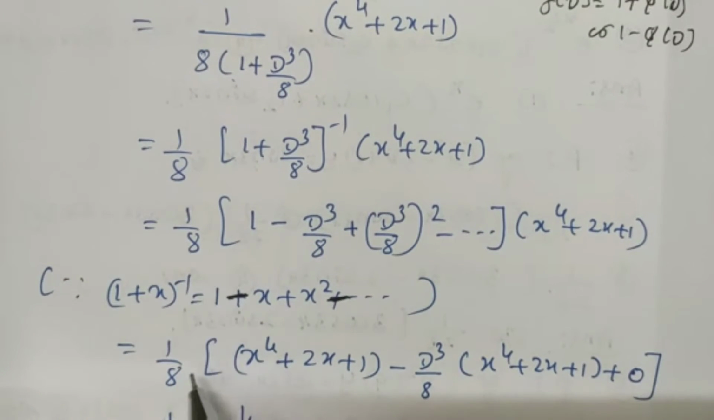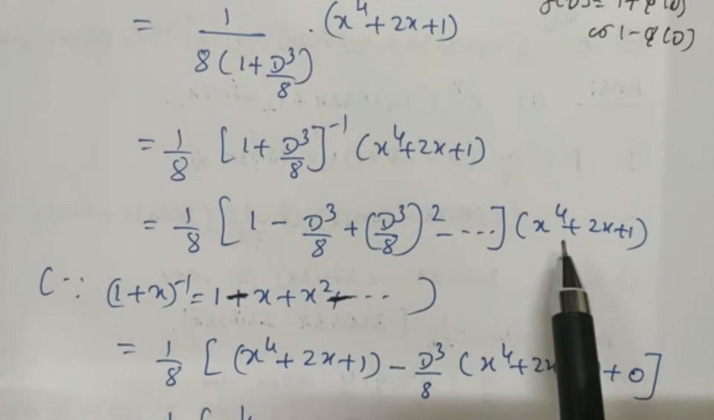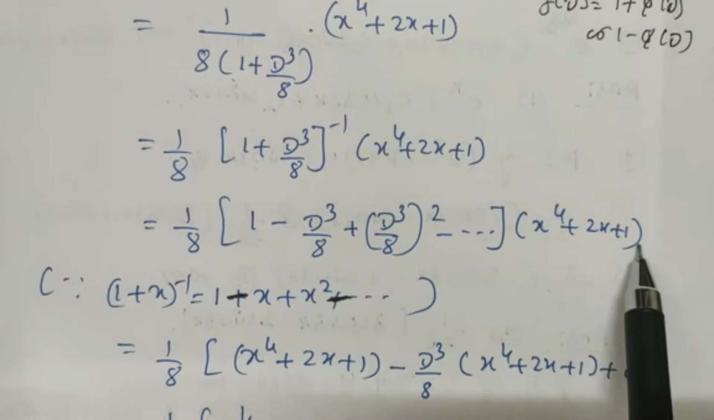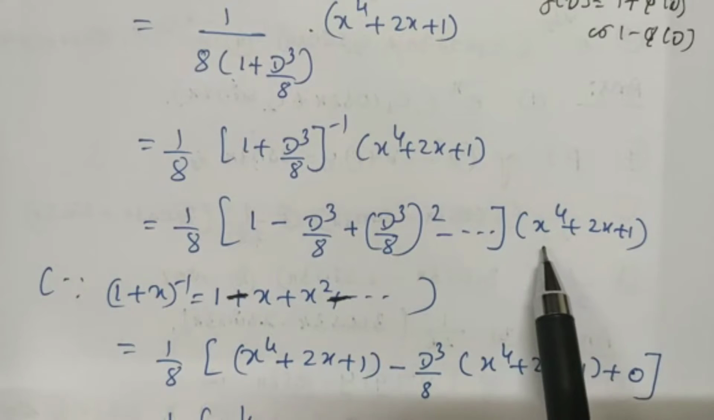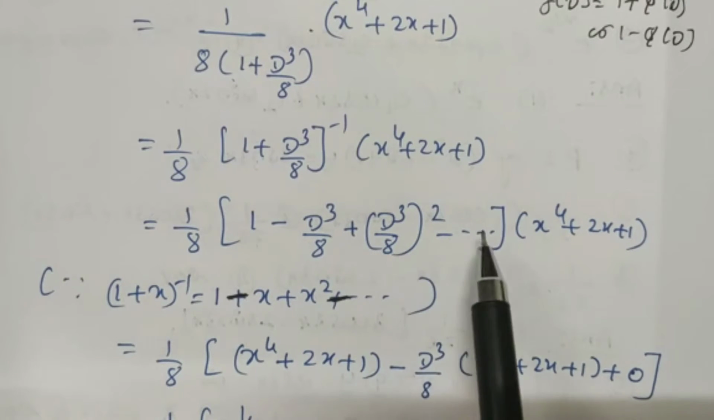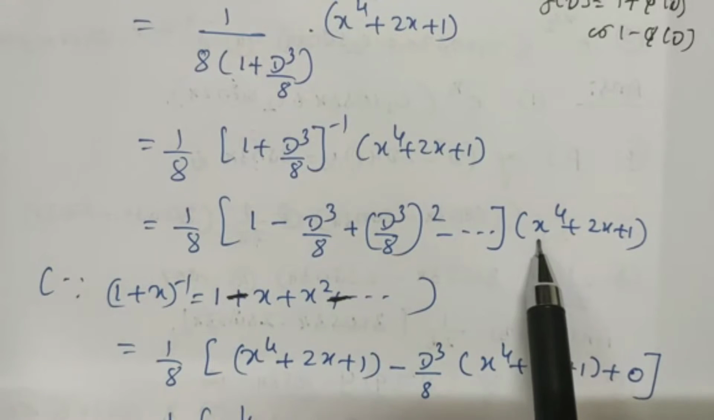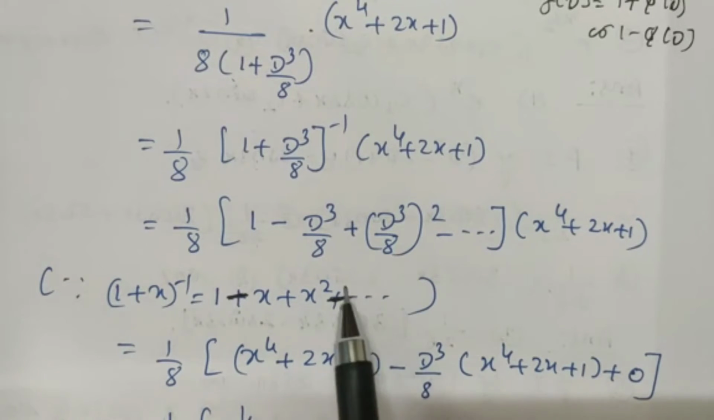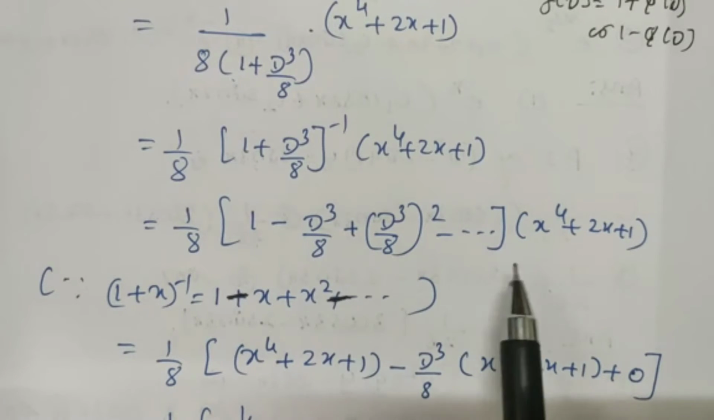Now this 1 by 8 stays as it is. You multiply this 1 into x to the power of 4 plus 2x plus 1 as it is, because here all are in the same form, so we apply the same denominator. Otherwise we have to apply this denominator to each term separately. Then minus D cube by 8 of x raised to 4 plus 2x plus 1.